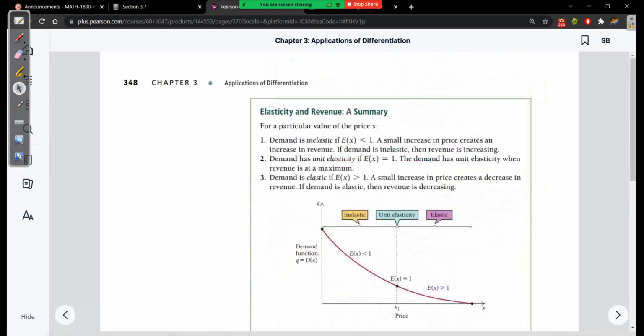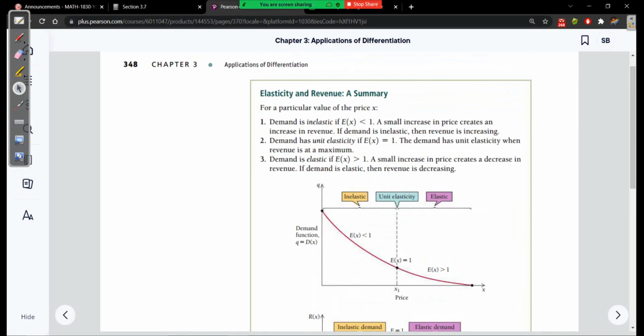All right. I don't necessarily think we need this, but we'll put it on there anyways.